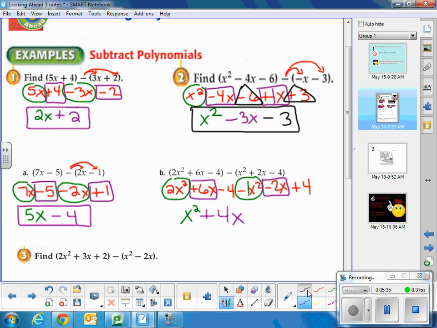And now for our constants, negative 4 and a positive 4. When you add negative 4 and positive 4 together, you get 0. I don't really need to write the plus 0, so our final answer is x squared plus 4x.